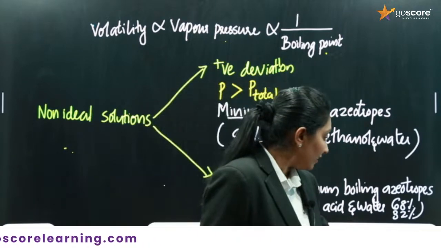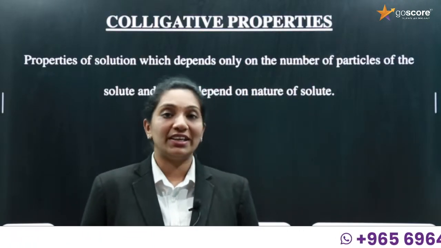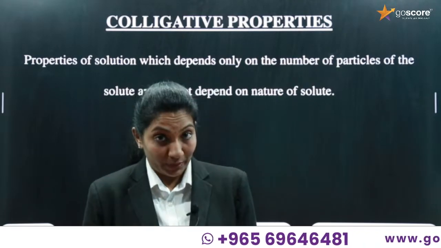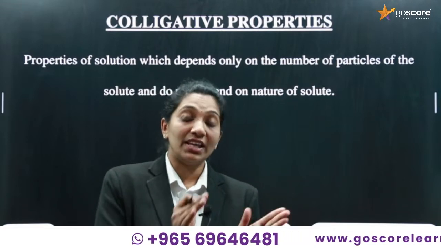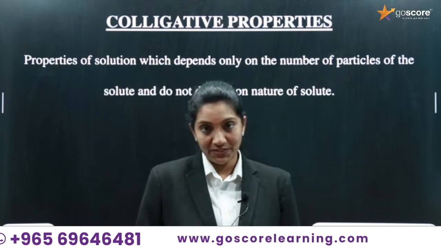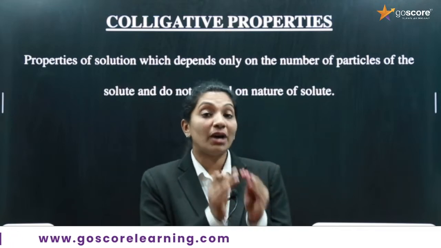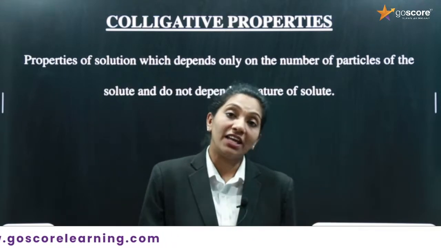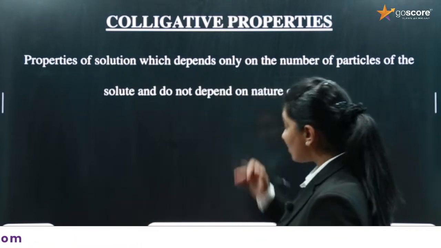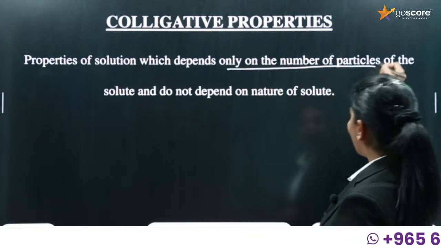Now we can see the colligative properties. What do you mean by colligative properties? Colligative properties are nothing but those properties which depend on the amount of substance and not on the nature of the substance. Properties which depend on the amount of the substance and not on the nature of the substance is what we call the colligative property. Properties of solutions which depend only on the number of particles.